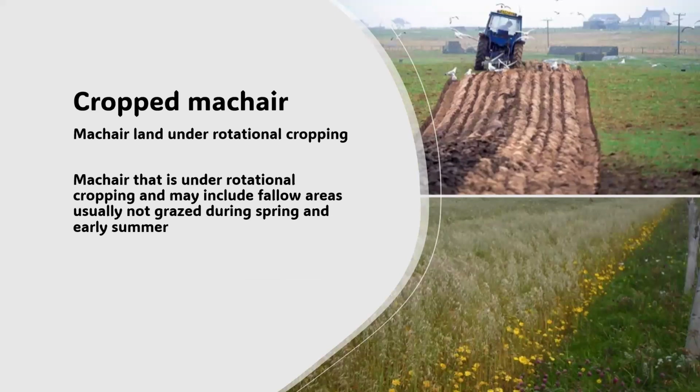And then your cropped machair. I had a really hard time finding the appropriate photos for this habitat. So if anybody recognises these, they've come off of the Scottish Government website. But yep, we are looking to include machair that's rotationally cropped, and that can include the fallow areas that aren't grazed during spring and early summer.